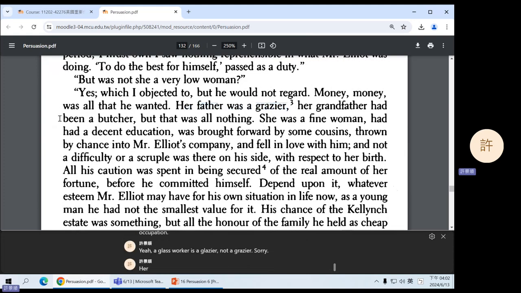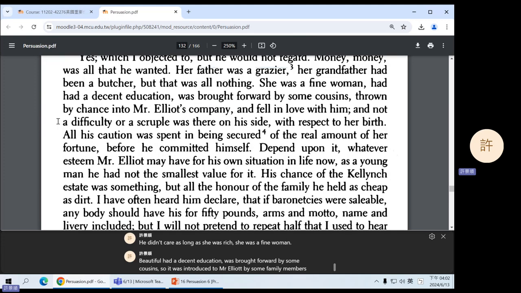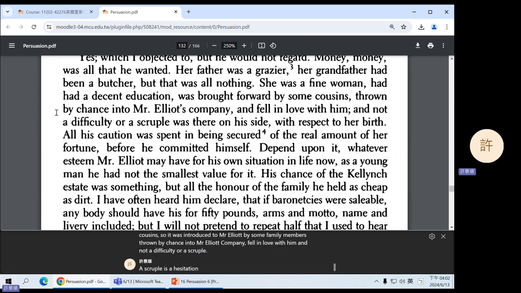Her grandfather had been a butcher, someone who kills animals for meat. Well, that was all nothing. He didn't care, as long as she was rich. She was a fine woman, beautiful, had a decent education, was brought forward by some cousins, so was introduced to Mr. Elliot by some family members, thrown by chance into Mr. Elliot's company, fell in love with him, and not a difficulty or a scruple, which is a hesitation, was there on his side with respect to her birth. So he really did not care that she came from a lower class.